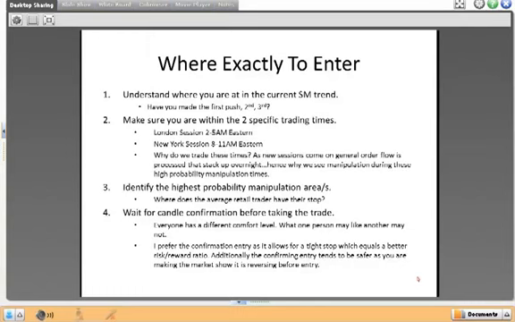Okay, so the fourth point here. Third point again, wait for the high probability manipulation areas. We'll discuss what those are coming up. Fourth point, wait for candle confirmation before taking a trade. And this specific point is more directly guided towards the original question, which is where exactly to enter.